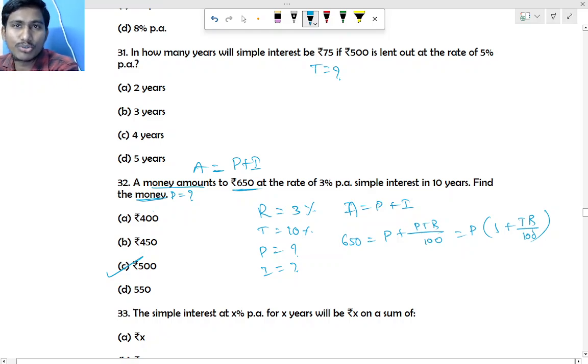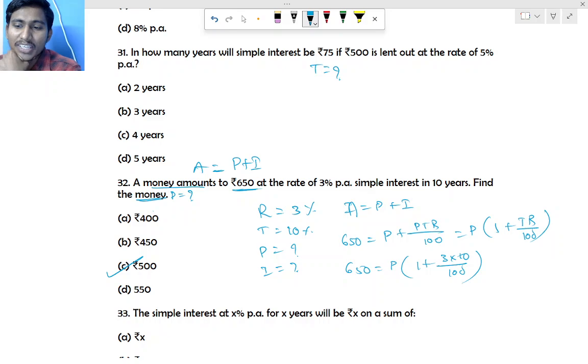So this is how you have to do. So here 650 is principal into how much? 1 plus T into R divided by 100, which is 3 into 10 divided by 100. Same thing we did here, right? So that is what we have to do. So shortcut method also same, 3 into 10 divided by 100 means 3 by 10. 3 by 10 plus 1 means here it will be 13 by 10. Okay? So principal is equal to 13.